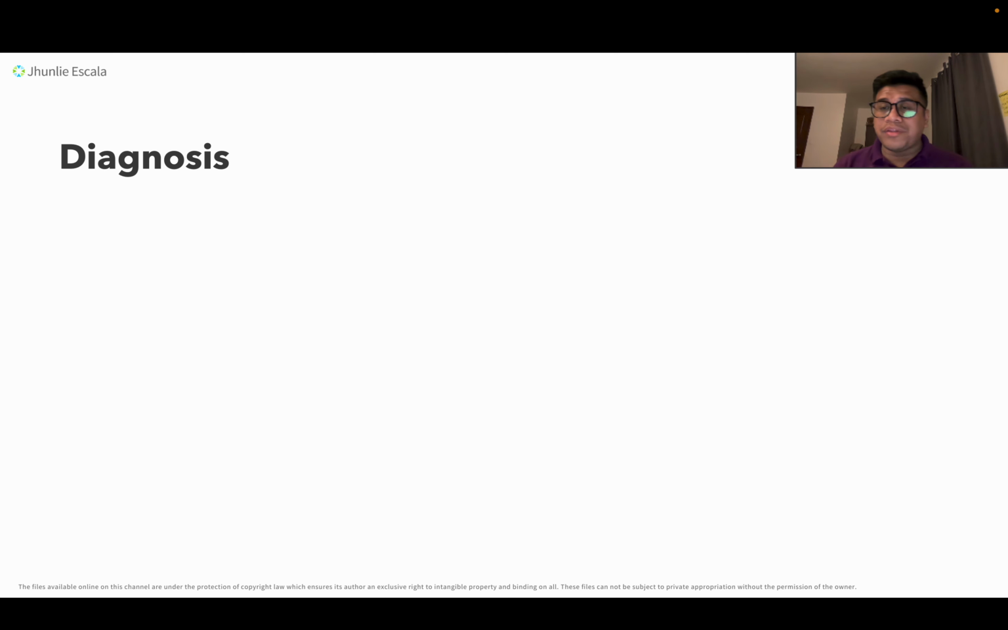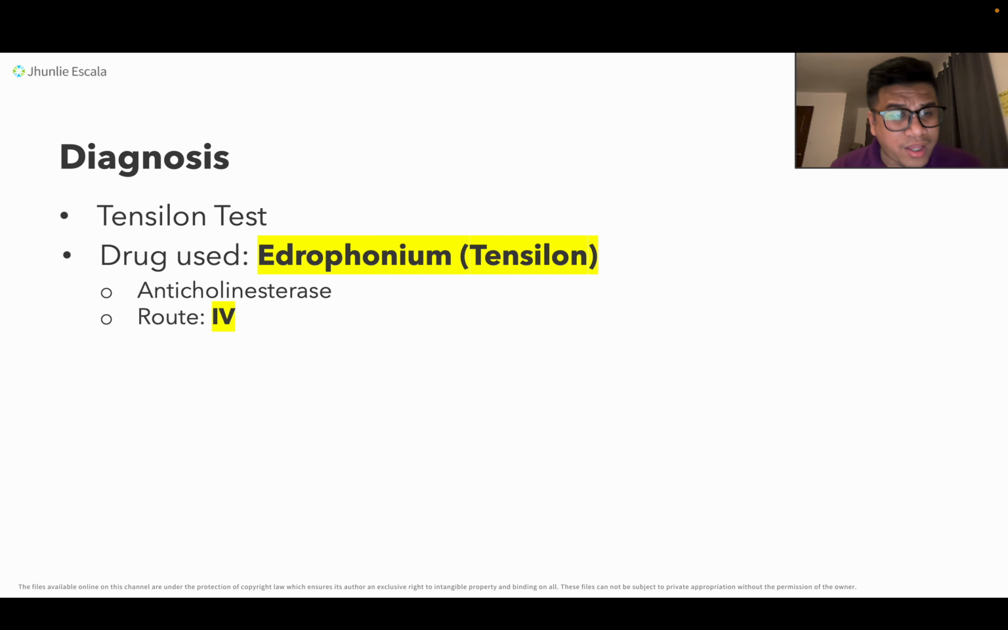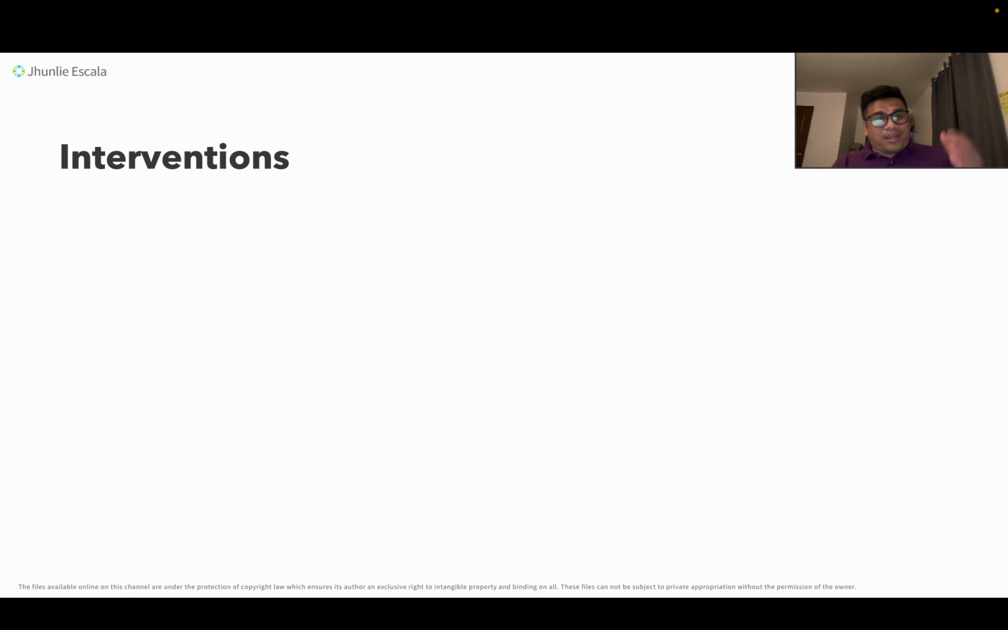What is the diagnosis? Well, there's a certain diagnosis that's being done on your myasthenia gravis, and that's what we call your tensilon test. Why is it called tensilon? It's because of a certain drug that's being used on this test. So we call the drug edrophonium tensilon, which is an anticholinesterase. Okay, so the route of this one is intravenous. Again, it's a test wherein kapatid gumagamit dito ng isang drug, which we call edrophonium, an anticholinesterase.